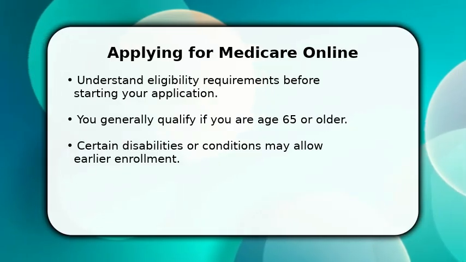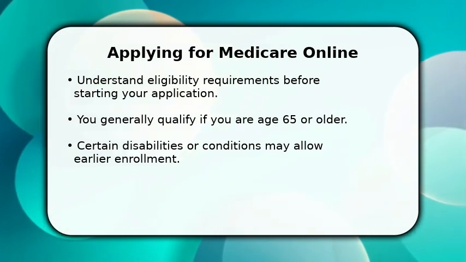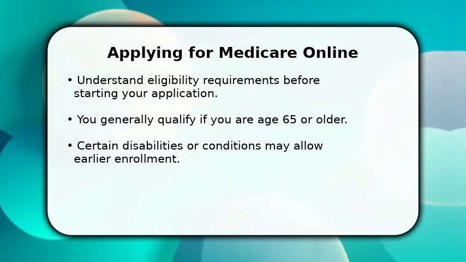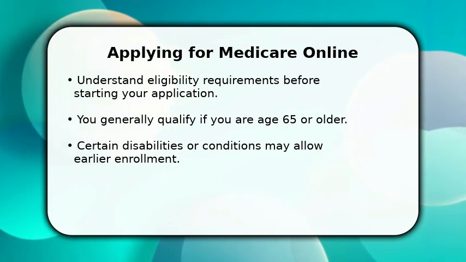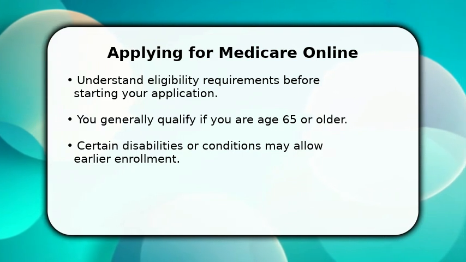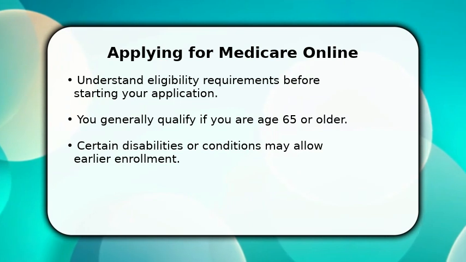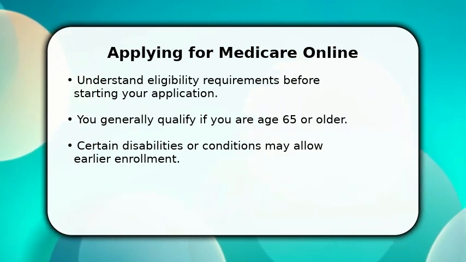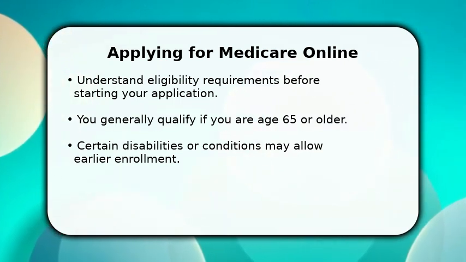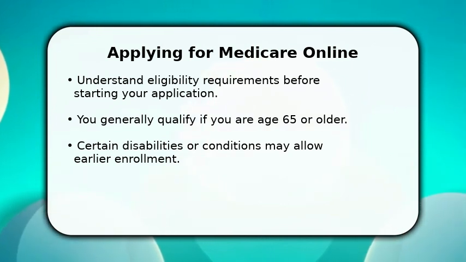In this video, I will explain how to apply for Medicare online. First, confirm your eligibility. Most people qualify when they turn 65, but you might be eligible sooner due to certain disabilities or specific health conditions. It's crucial to verify these details on the official Social Security website before you begin the application process to ensure a smooth experience. This initial check saves time and prevents potential issues.